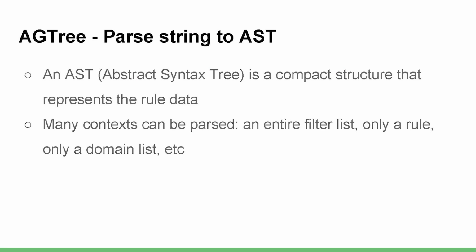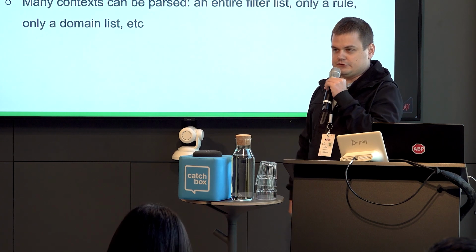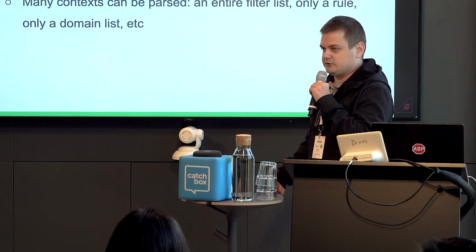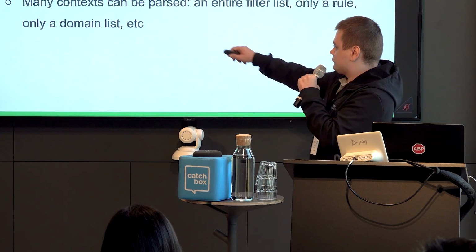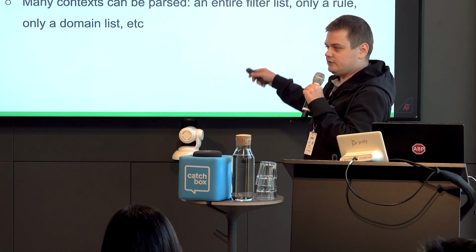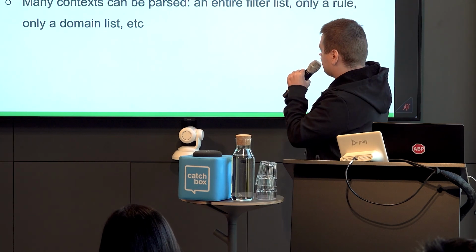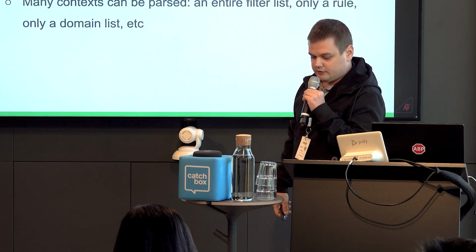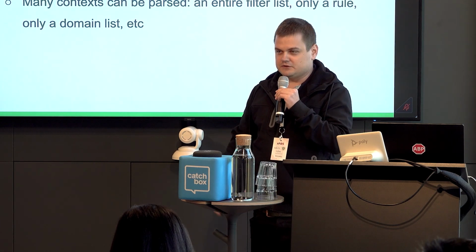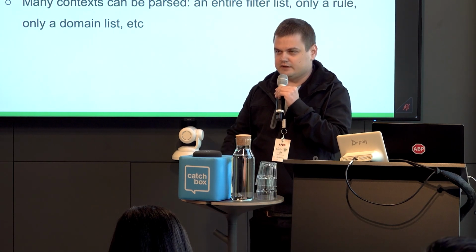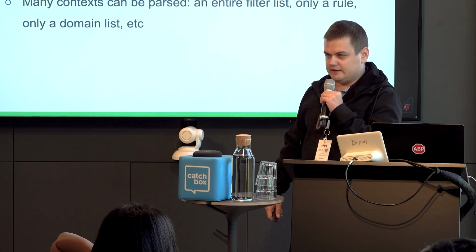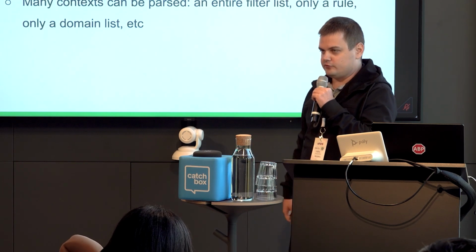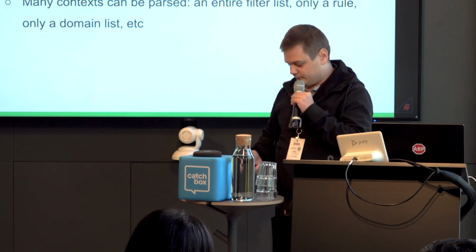Basically, an AST is just a compact structure to represent the information of a rule, and many contexts can be parsed. For example, as I said, a filtering rule, but we also have a component-based approach in AGTree, so it is possible to parse a modifier list, a domain list, regular expressions, and network rule patterns. There are a lot of features.